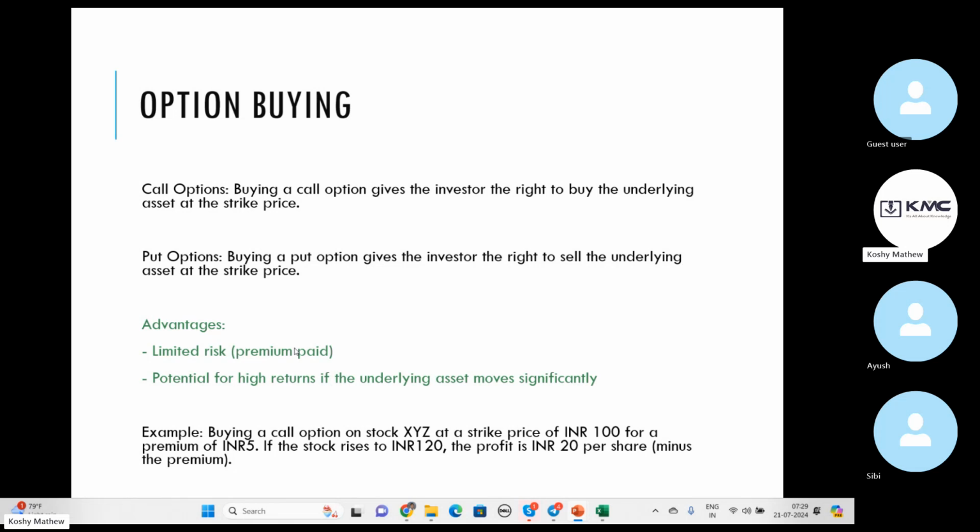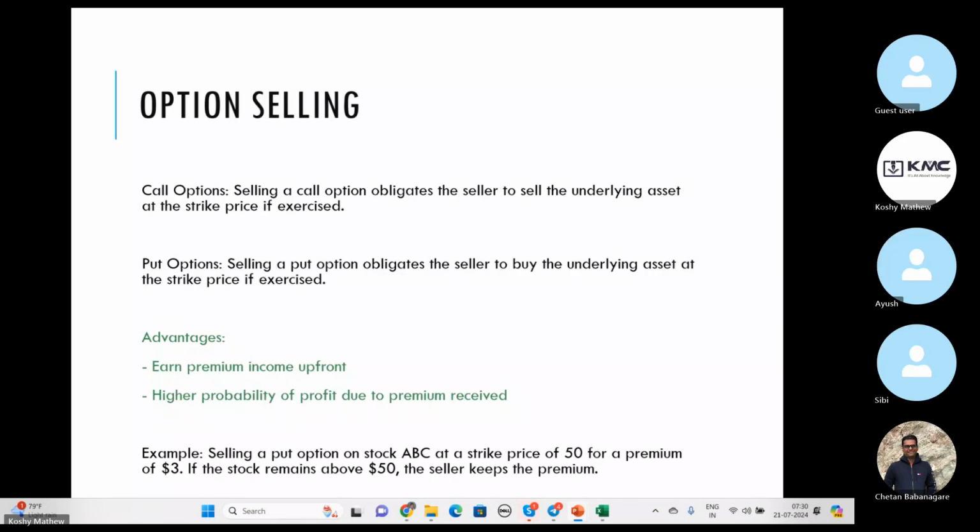So I've told you, limited risk for a buyer, unlimited risk for a seller. Remember that. So the advantage: earn premium income upfront. Yes, you're collecting the premium upfront from the customer. When you take car insurance, you don't pay at the end of the year. You pay at the beginning itself. The insurer collects it, right?